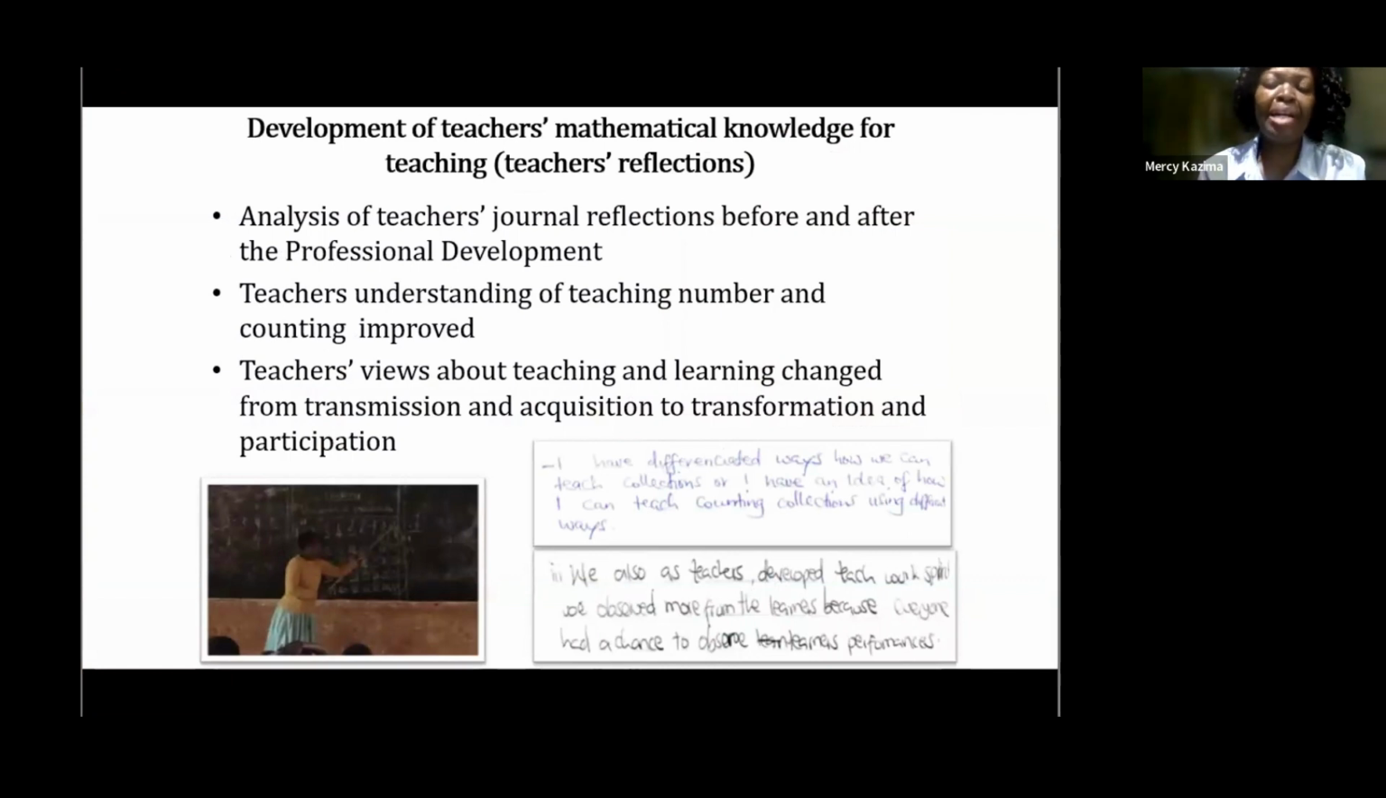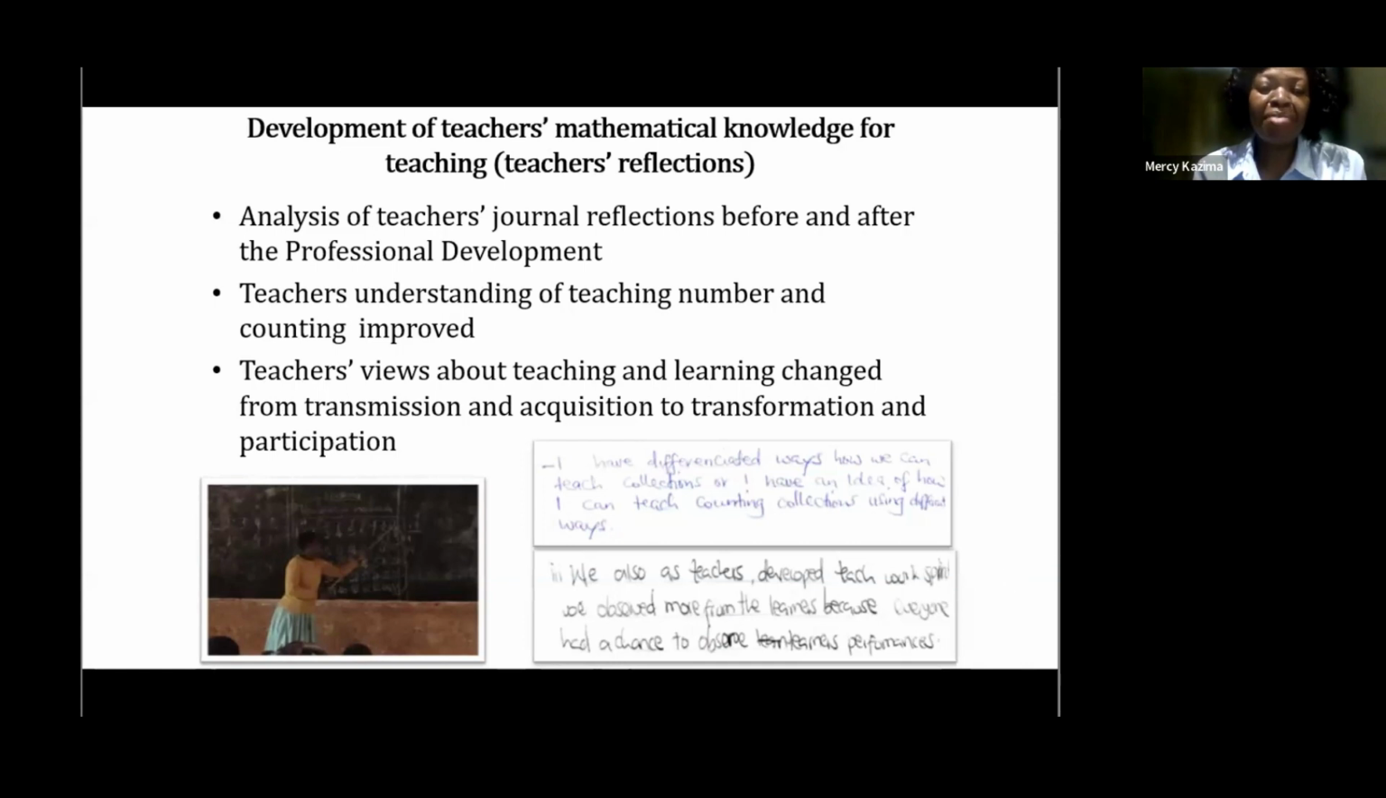For example, at the beginning, before the workshop, they would describe their teaching of counting as counting forward and counting in ones, like 1, 2, 3, 4, and not much else. After the PD, they would describe their teaching of counting as also counting forwards and backwards, counting in groups, skip counting, identifying patterns as they count, and so on, something that showed some improvement.